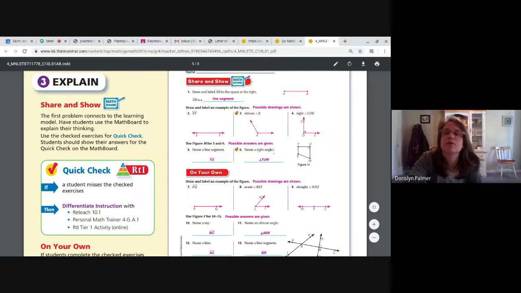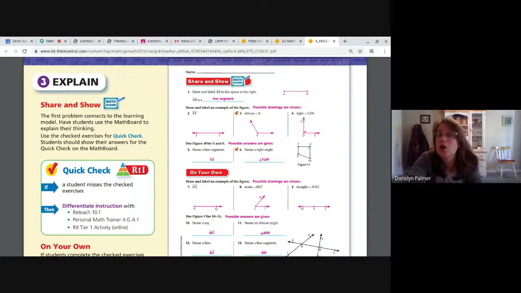Number six, name a right angle. They said angle TUW. All right, because they did indicate in the drawing that U here is a right angle. You might have said angle WUT. That's okay also. You can also just call it angle U, and that works as well. Okay.